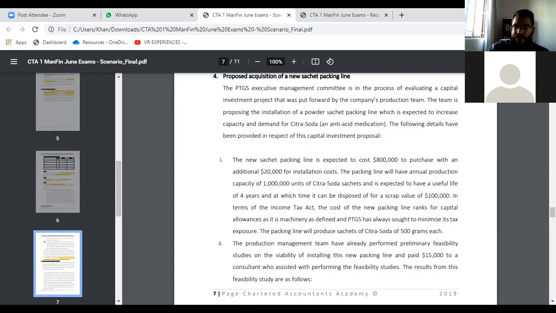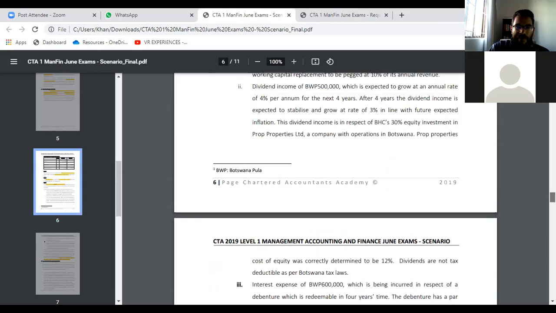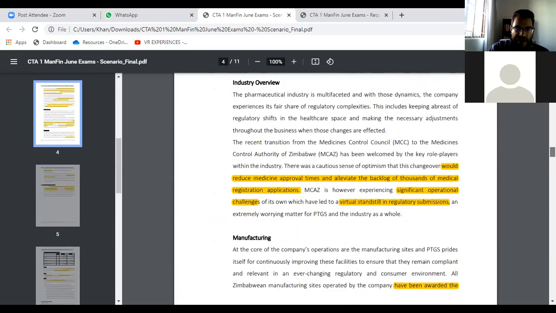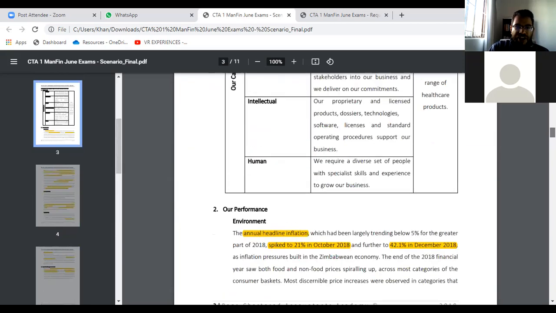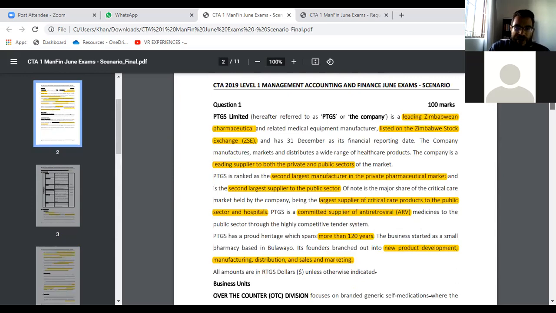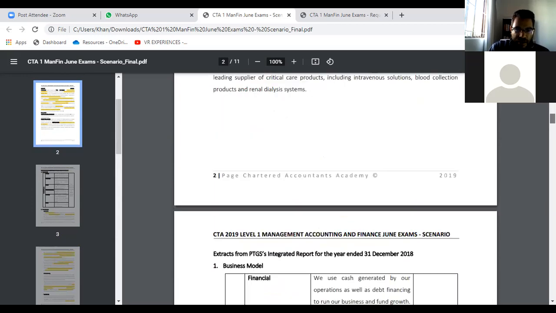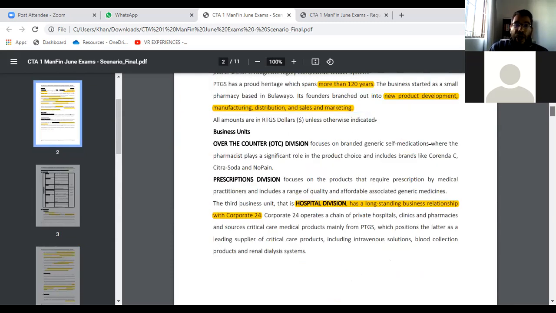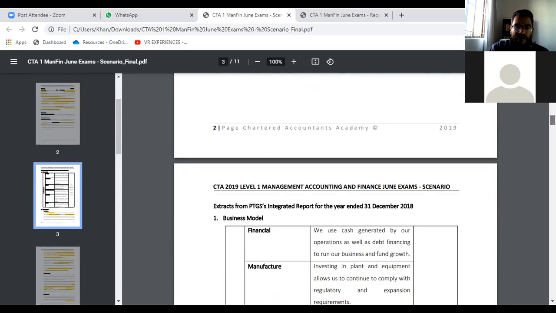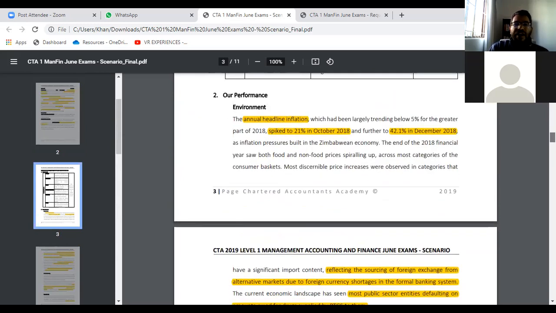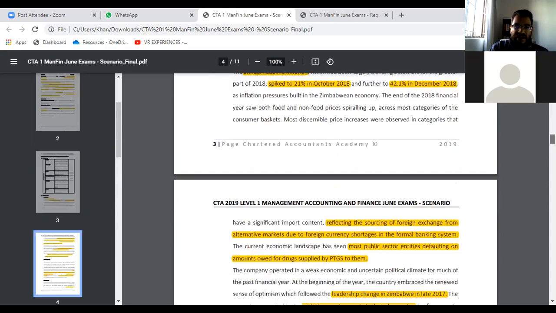What you can see, what is going to be important in general, is that everything above point 3 is general information. Point number 1 is the business model. Before the business model is just an overview of the company. Then they give you point 1, which is the business model, and point 2, which is performance. That is still general to the company as a whole.